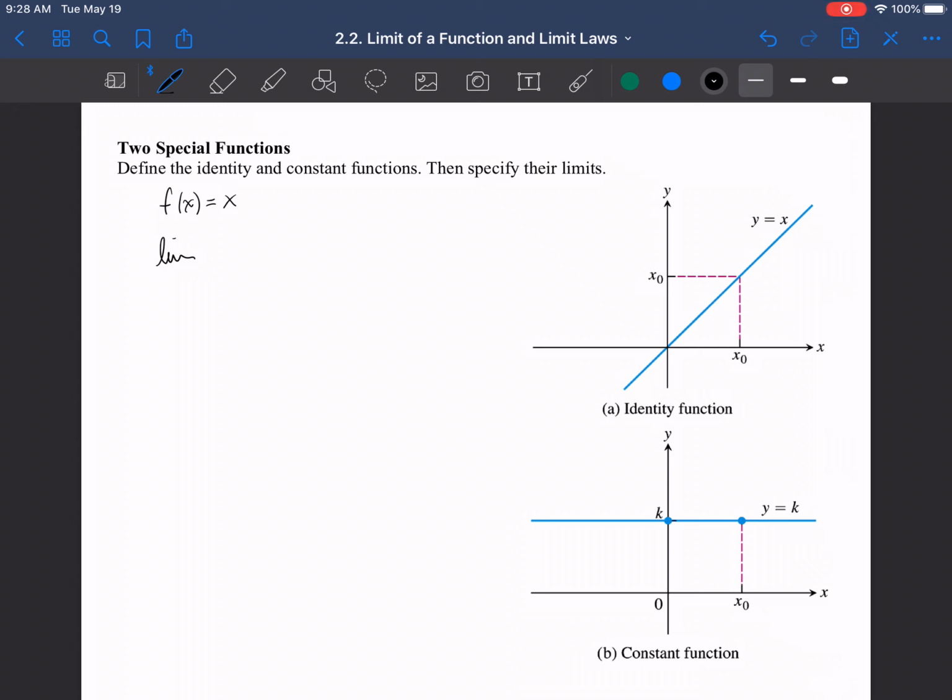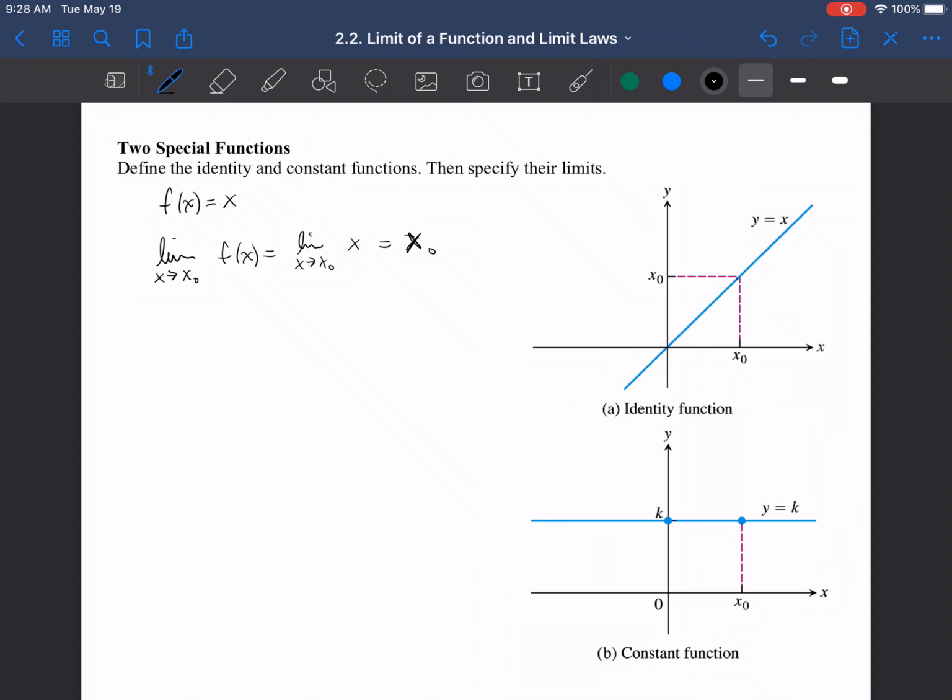Take the limit as x approaches x naught, whatever x naught is, of f of x. This is simply the limit as x approaches x naught of x, which is just x naught, whatever it is. Because in this function, whatever you plug in is what you get.